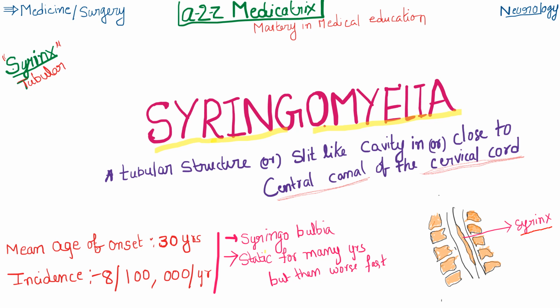First of all, what is the mean age of onset? Maybe around 30 years of age people may get it. And the incidence, if you see, is on average 8 people in 1 lakh per year.